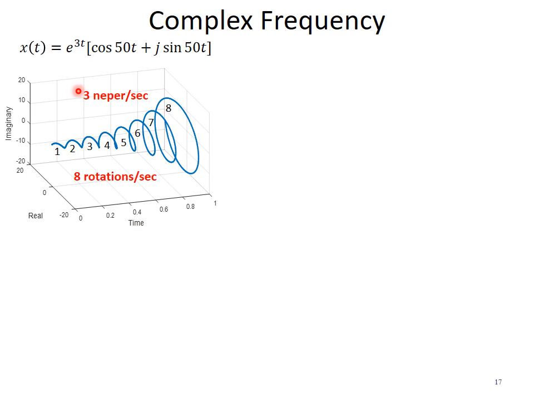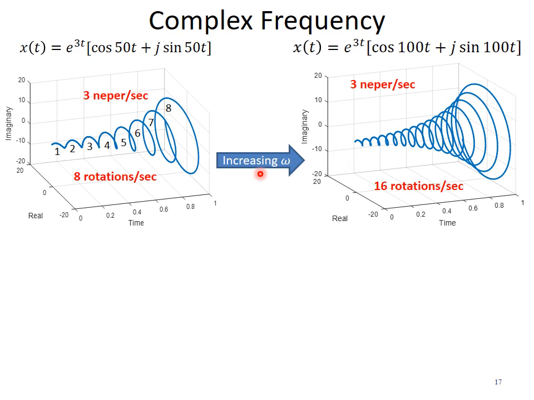Now if we increase the imaginary frequency omega, if we double omega, you can see in this figure, here it was 8 rotations per second, now it is 16 rotations per second, right? So 8 hertz and 16 hertz. Here it was 50 radian per second, now it is 100 radian per second. And sigma is the same. Here it was 3 nepers per second, and here it is also 3 nepers per second. So we have kept sigma equal to 3 in both cases, and we have doubled omega. Here it was 50, now it is 100.